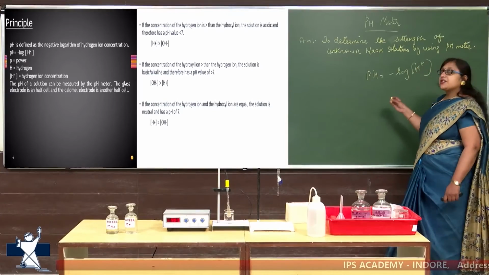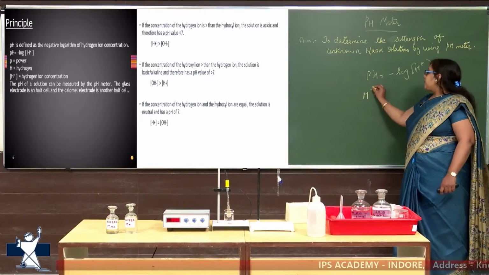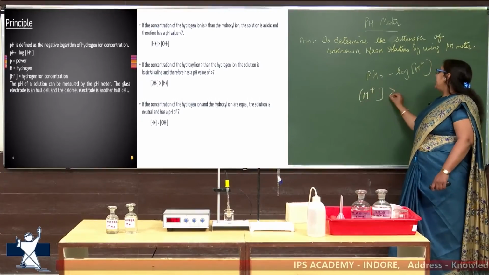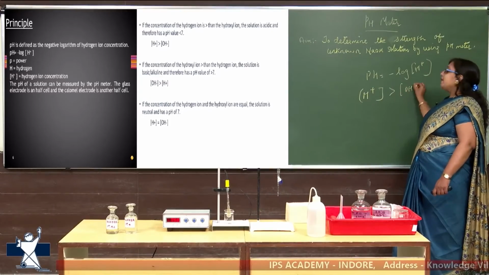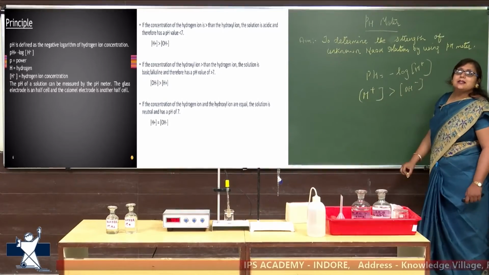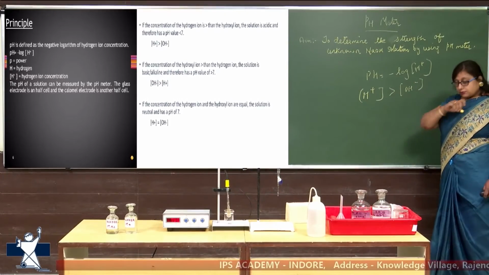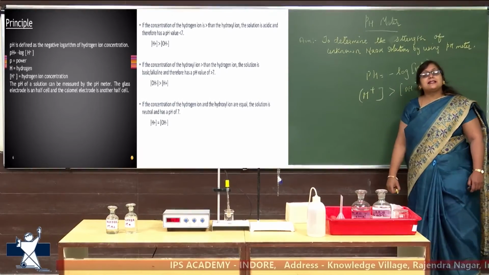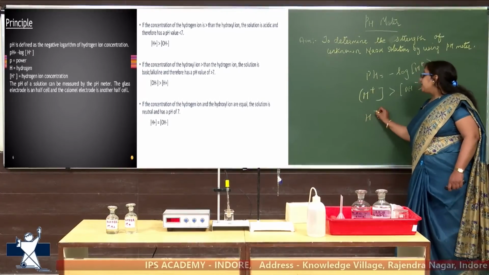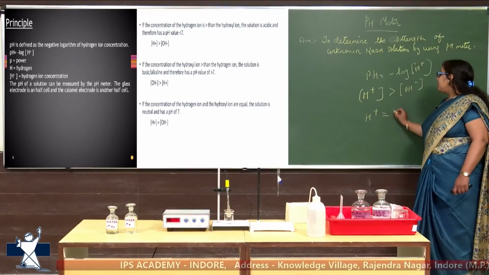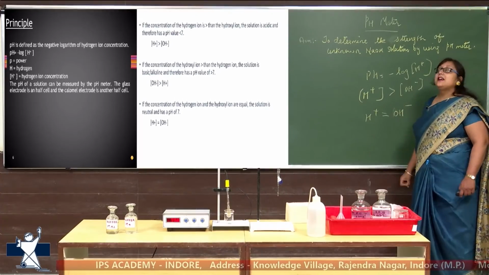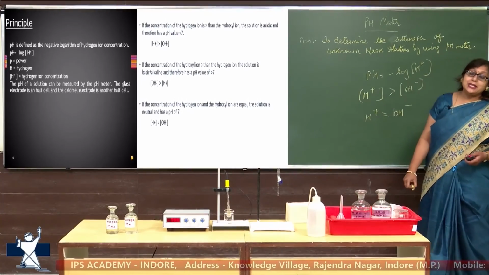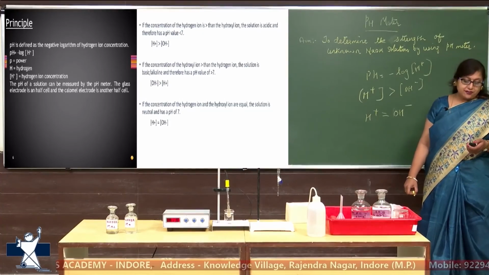So, the condition will be H+ greater than OH-, then the solution is acidic in nature. If the condition is reversed, then it is basic, and if the concentration of H+ becomes equal to the concentration of OH-, then the solution becomes neutral and it is going to have a pH of 7.